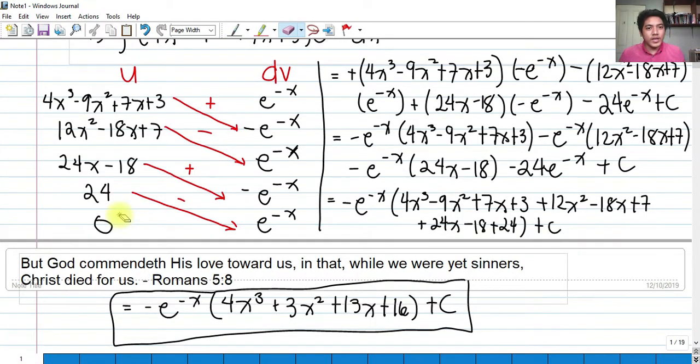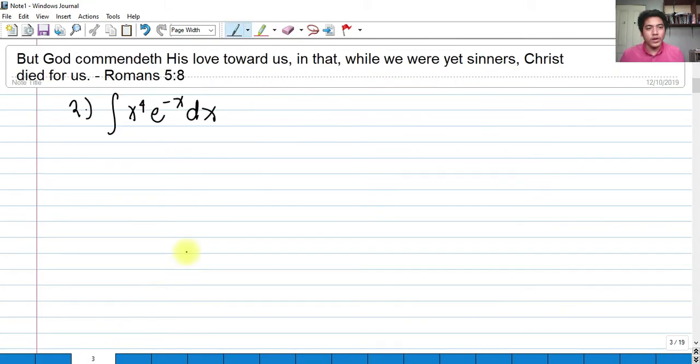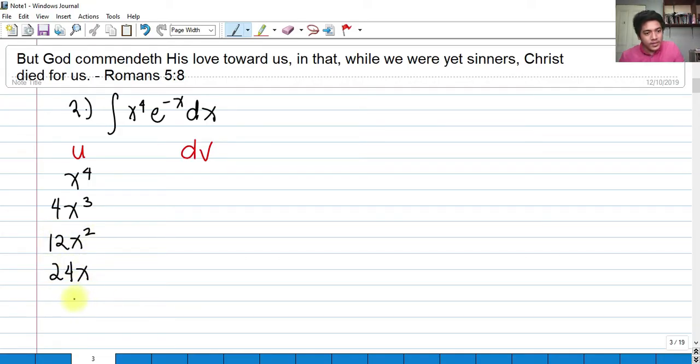Okay, let's go now to our second problem. Second problem here is number 2. Okay? Integral of x raised to 4 multiplied by e raised to negative x dx. So again, we're going to have a table of u and dv in here. In this problem, we're going to choose u as x raised to 4 and differentiate it until it gets 0. So we have 4x cubed, 12x squared, 24x, 24, then we have 0 here.